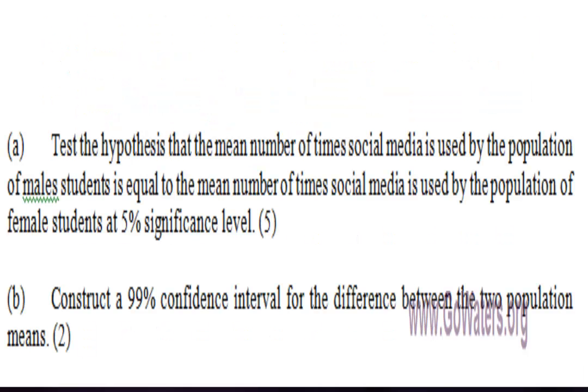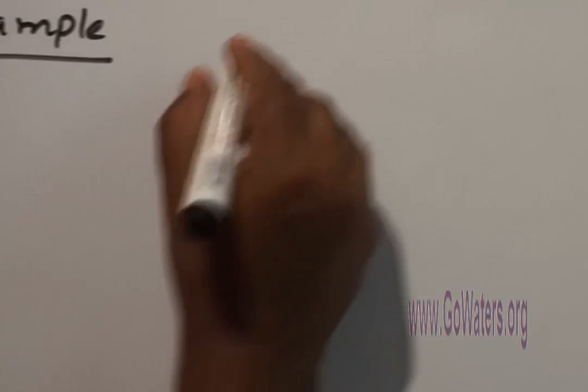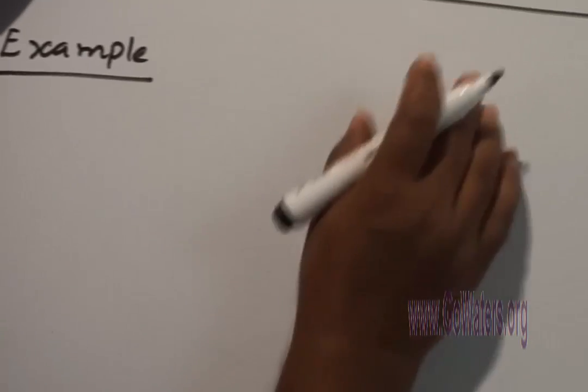So now the main research question here is to test the hypothesis that the mean number of times social media is used by the population of male students is equal to the mean number of times social media is used by the population of female students, at the 5% significance level. So that is the thing. Here you have the data.